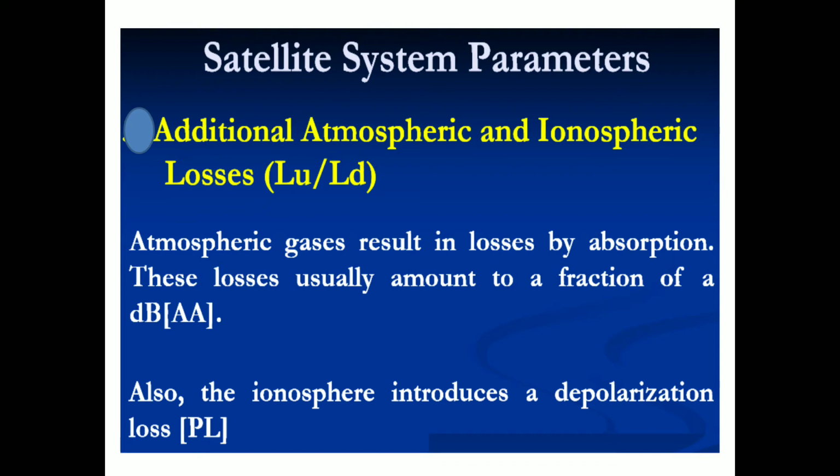The electromagnetic signal has to travel from an earth station to the satellite, and in this process it has to travel through the various layers of the atmosphere. The ionosphere has electron clouds and ice crystals. These have a tendency to depolarize the signal and therefore result in losses. Depolarization losses are normally represented as PL.